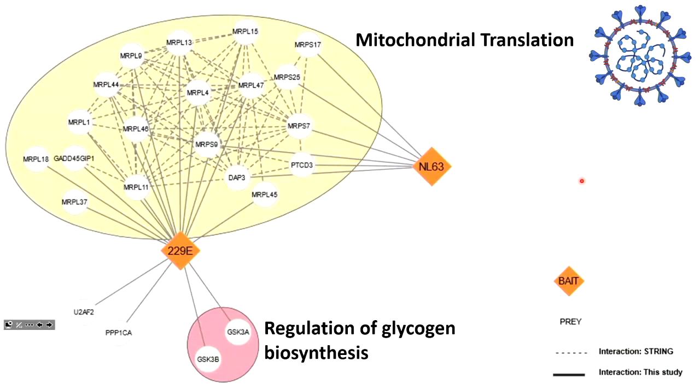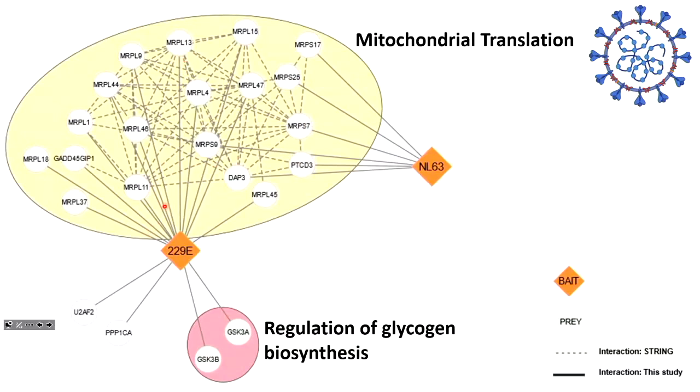We then used STRING and Cytoscape software to analyze the unique interactors and try to group them to identify functions also. NL63 and 229E had a large proportion of their unique interactors consisting of mitochondrial ribosomal proteins. The solid lines here are the interactions identified in this study, and the dotted lines are all the interactions that were identified in STRING. So there's a possibility that they might form a complex together.